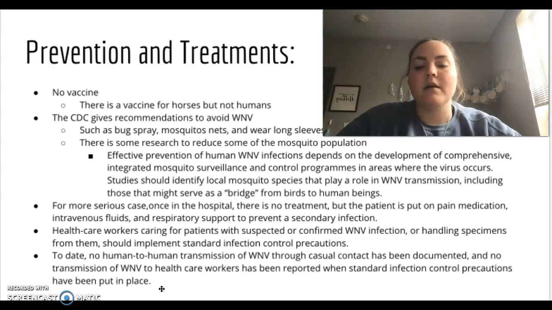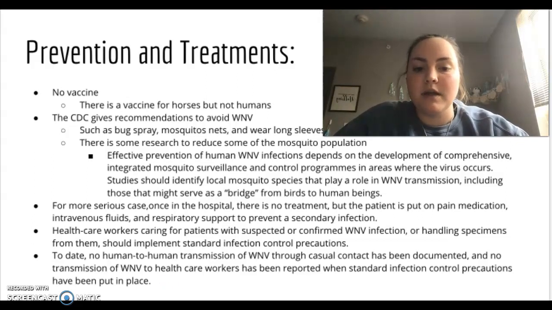As for treatment for more serious cases, once in the hospital, there is no specific treatment, but the patient is put on pain medication, intravenous fluids, and respiratory support to prevent another infection. Healthcare workers caring for patients with suspected or confirmed West Nile infection, or handling specimens from them, should implement standard infection control precautions.